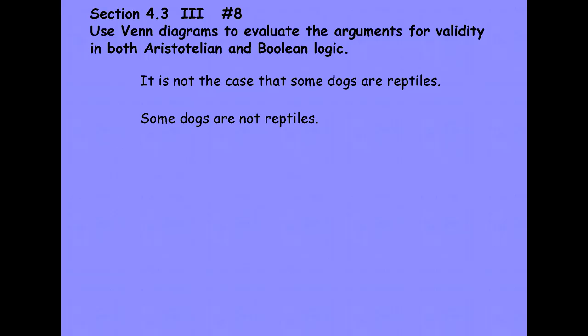In this case, our direct inference is the following. It is not the case that some dogs are reptiles as our premise, and our conclusion, some dogs are not reptiles. So again, we're going to use our effective decision procedure.